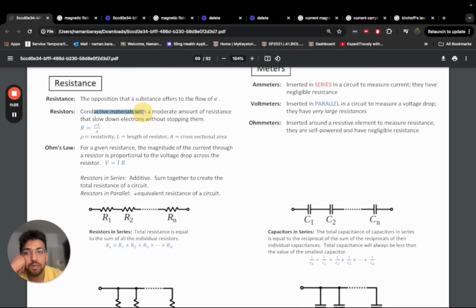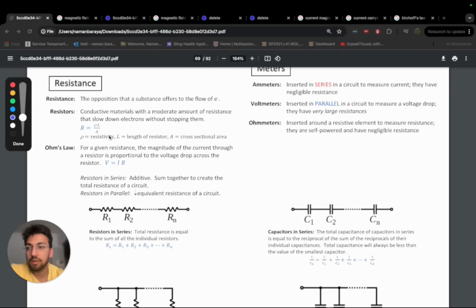Resistors, you can think of them as conductive materials with a lot of resistance that slows down electrons without stopping them. Because if you stop the circuit, then there would be no flow. But there is some flow. It's just that it's creating resistance in our circuit. And this is kind of how you figure out resistance. You're not going to have to calculate resistance, but it is helpful.